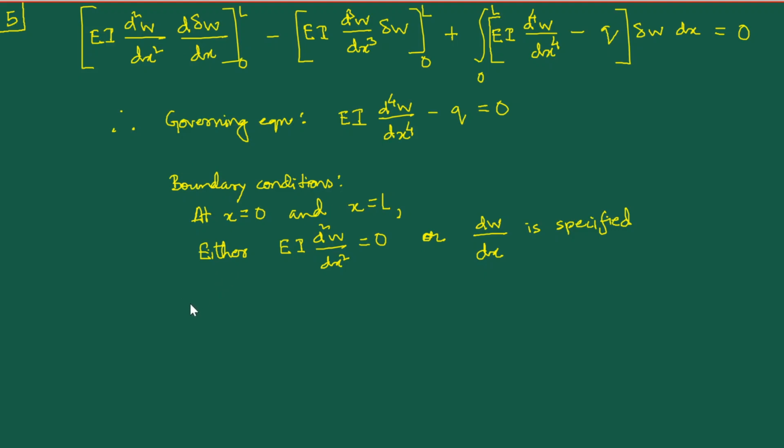In a similar fashion, again we go to this term and write this. Again, at x equal to 0 and x equal to L, we have either this first part EI d cube w dx cube that is equal to 0, or w is specified to us.